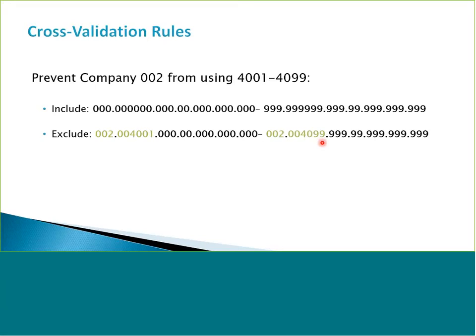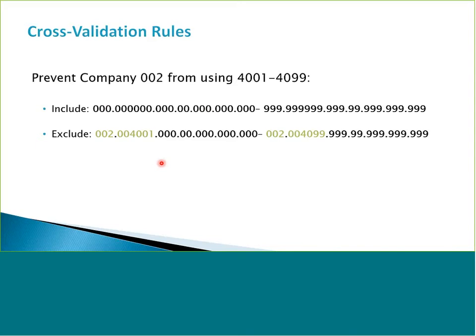The third example is for company two, but the format is also pretty similar. So we don't want company two to use these revenue accounts from 4001 to 4099. So how are we going to define these two lines, inclusion and exclusion range? First, we include every possible combination, and then we define the ranges that we don't want to be used. So for this one, it's company two. So our range for the company is 02 to 02, because we only want to affect company two.